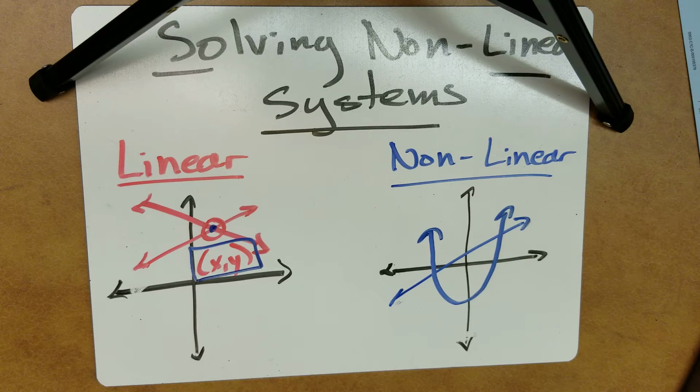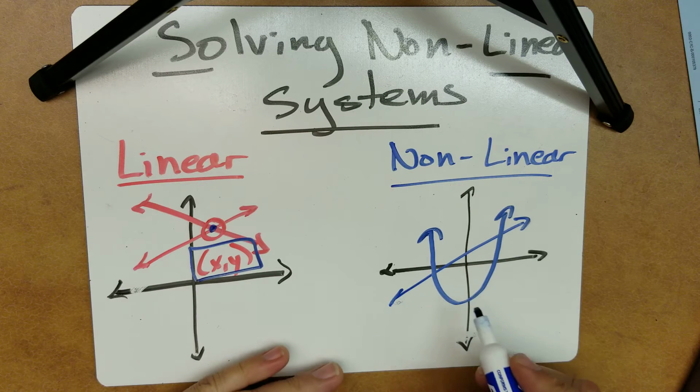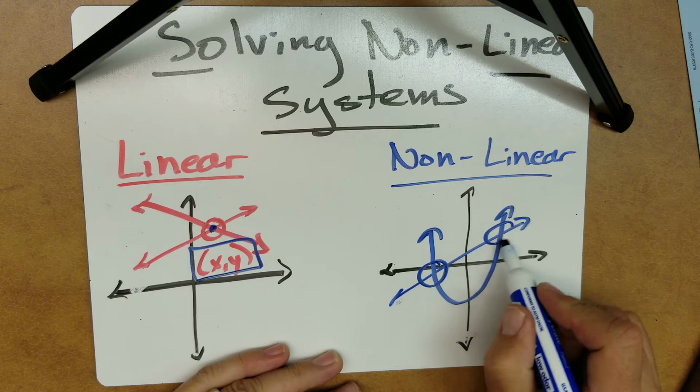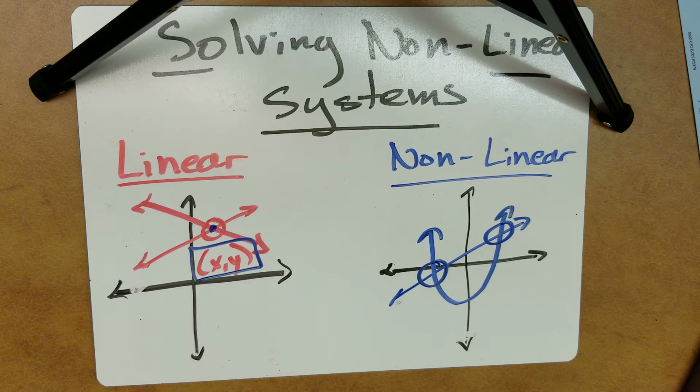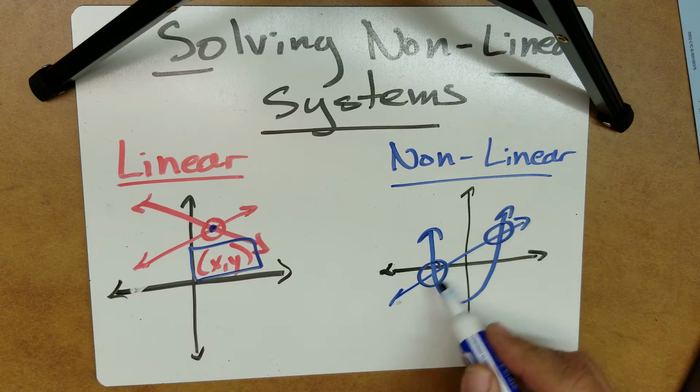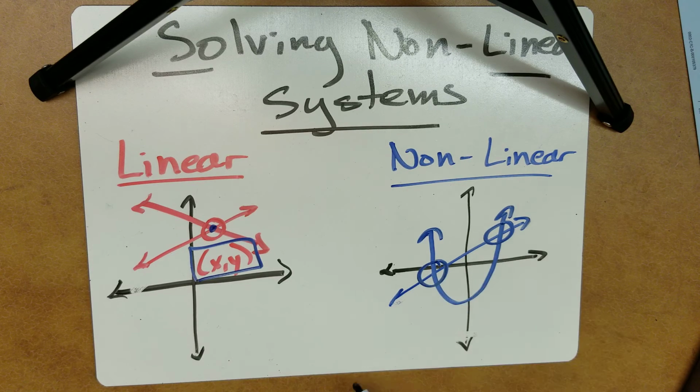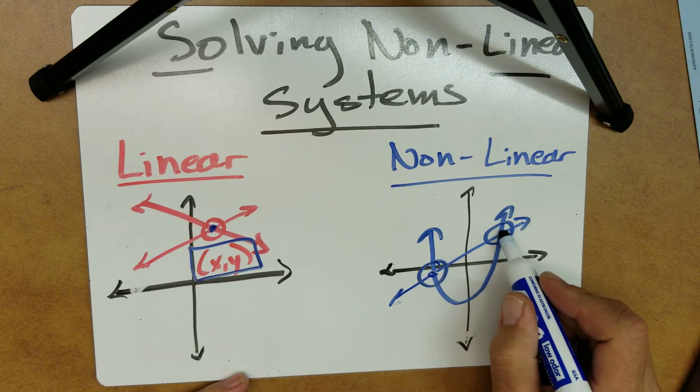And of course, what does this bring up? This brings up the idea that it can intersect in two spots. And so that's the difference between a linear and a nonlinear. In a linear, they're only going to cross one time, and that's your one solution. In a nonlinear system, they can cross twice. And that's where we're going to find the solutions, right here and right here.